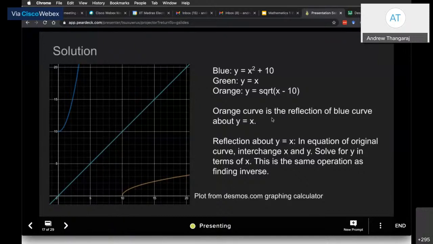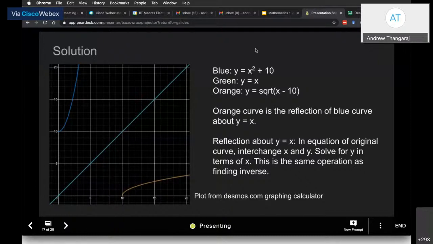So how do you find it? Basically, reflection about y equals x is interchange of x and y. So instead of x you put y, and instead of y you put x. You will get x equals y squared plus 10. And you just solve for y from that. So you will get y equals square root of x minus 10. It's sort of like the inverse. You have to find the inverse of this function when you reflect about y equals x. So you can sort of see, if you put a mirror here, you will see this exactly in that form. How do you find the exact equation for it? This is the method. You exchange x and y.